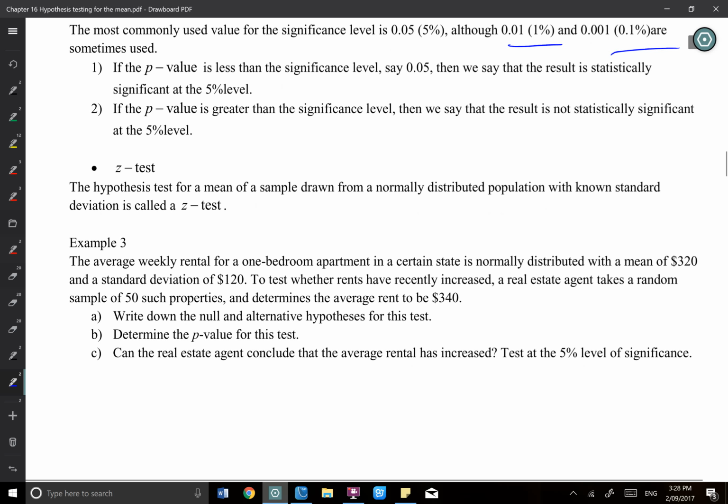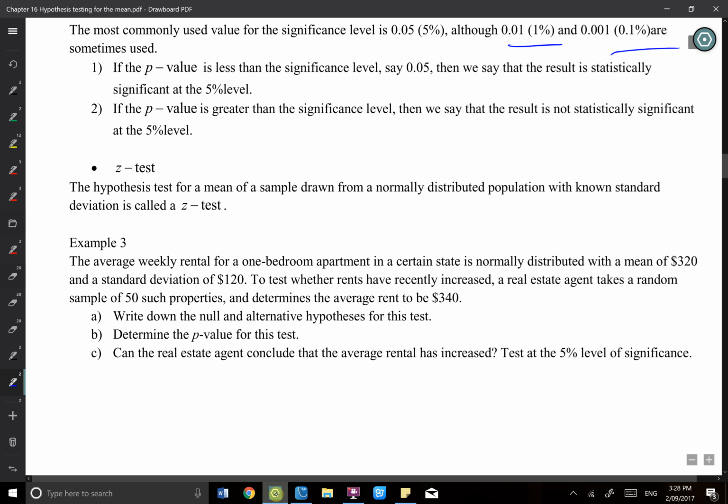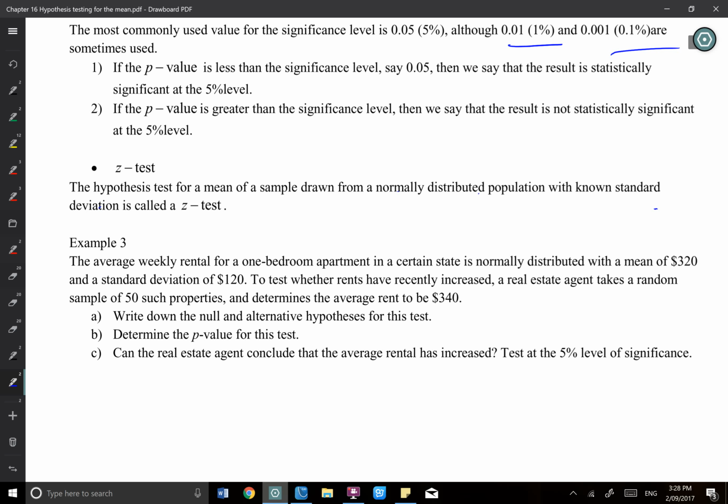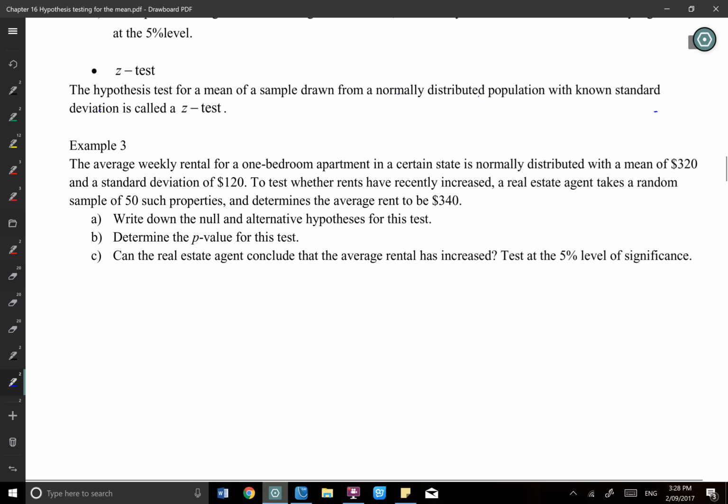Okay, z-test. So what is called a z-test? It's connected with the normal. The hypothesis test for a mean of a sample drawn from a normal distribution population with known standard deviation is called a z-test. So don't worry about the z-test. You will learn t-test and chi-square test in the uni. There are more types of tests, but the z-test is combined with normal. Don't really need to know much about it. It's just normal distribution, and then you talk about the hypothesis test. Okay, let's just do one last example here.